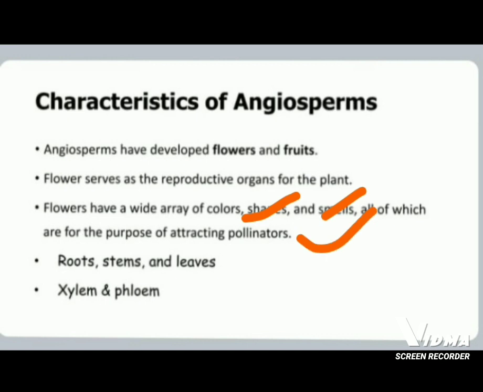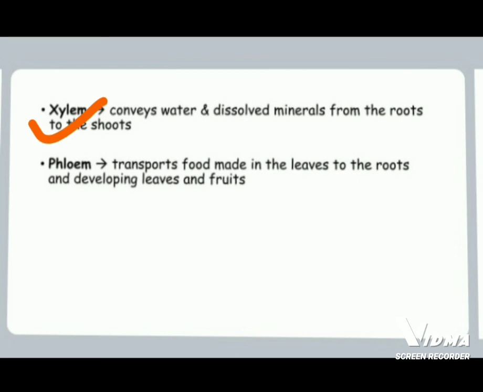So in the angiosperm plant, the root, stem and leaves are present. The xylem and phloem are present. The xylem conveys water and dissolved minerals from the roots to the shoots. The phloem transports food made in the leaves to the roots and developing leaves and fruits.